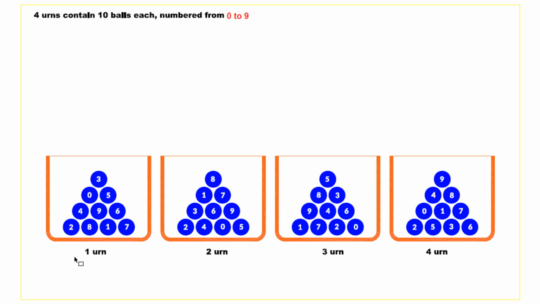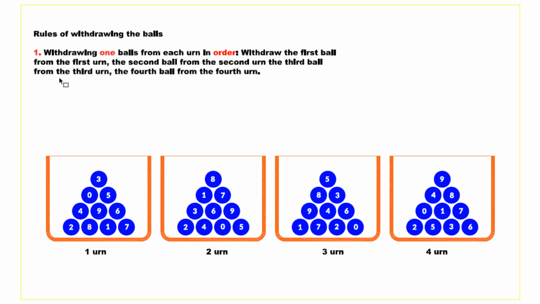Each urn contains 10 balls and they are numbered from 0 to 9. And we are going to withdraw according to the following rules. The first one, we are withdrawing only one ball from each urn. And the second rule, we are withdrawing these balls in order and we are writing their names also in order. So let's start.